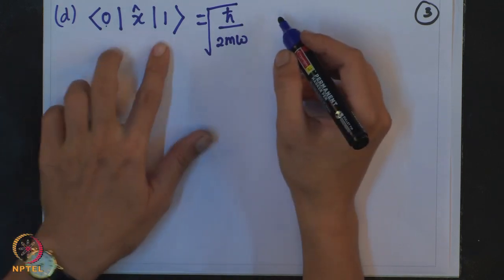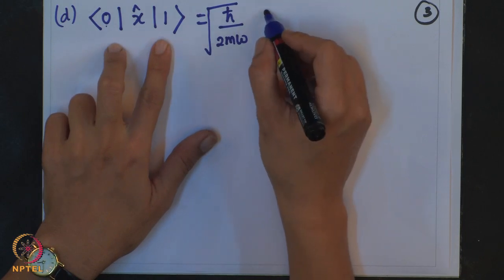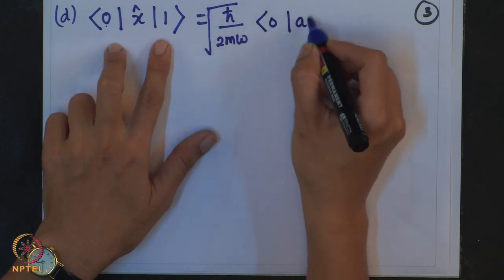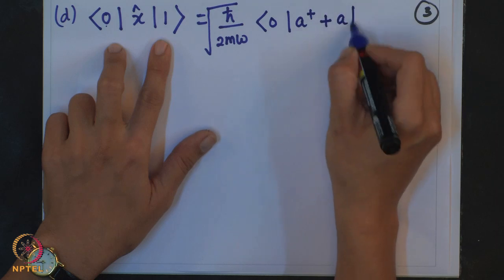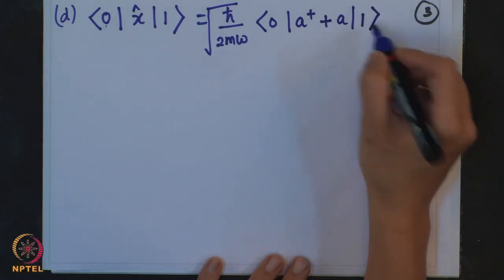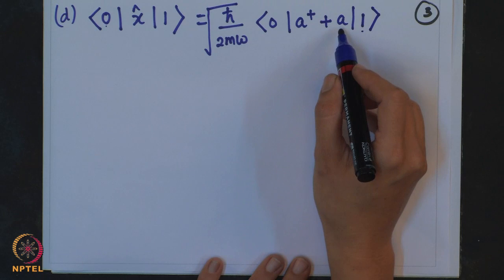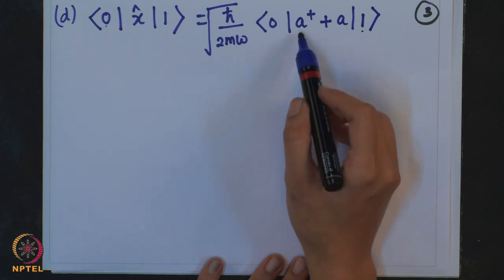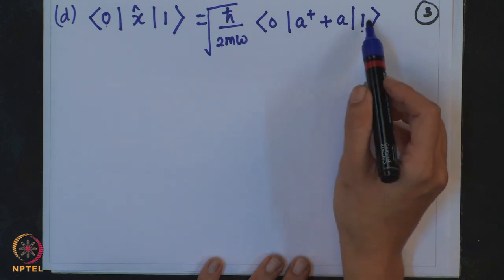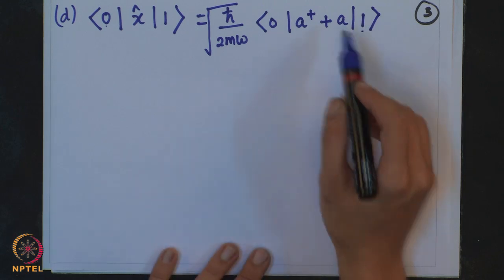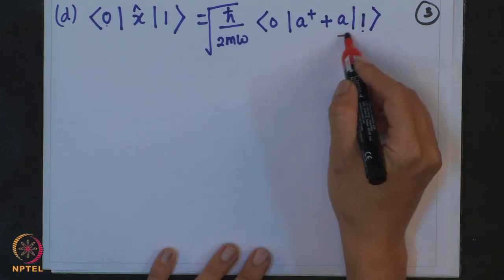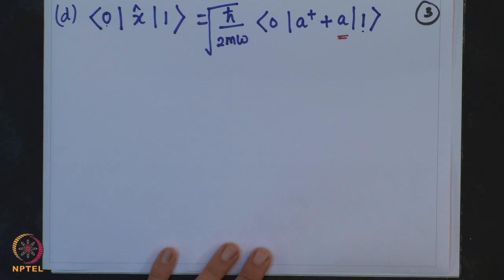Okay. So, now you can guess from here, you have 0, a dagger plus a, and here you have a 1. Since you have a 1, the second term will contribute, and here there is a dagger, it will go to the next state, that is 2. So, only this term would contribute for this problem.